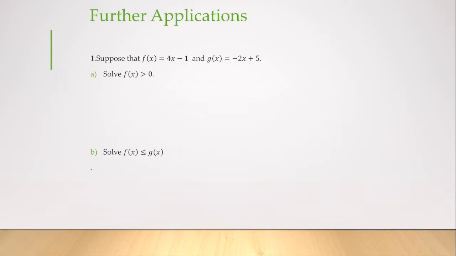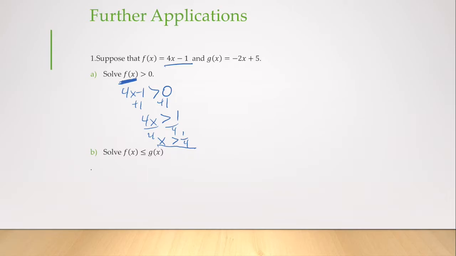So I'm going to have f of x, which is 4x minus 1, is greater than 0. So I'm going to add 1 to both sides. 4x is greater than 1. Divide both sides by 4. I get x is greater than 1/4. So my y value of this function, f of x, as long as x is greater than 1/4, is greater than 0, if we were looking at a graph.